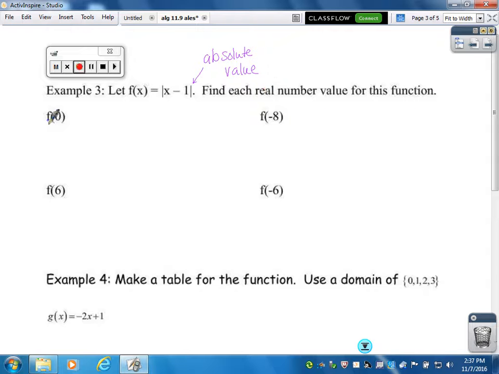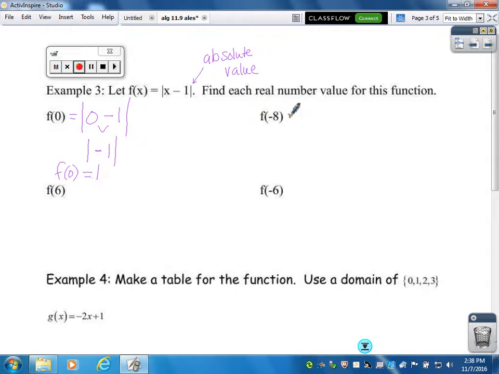So again, I said, what is f of 0? So I'm going to plug it in. So I've got the absolute value of what used to be x is now going to be 0 minus 1. I just need to do that subtraction real quick. So 0 minus 1 is negative 1. And the absolute value of negative 1 is 1. So the value of the function when x equals 0 is 1.